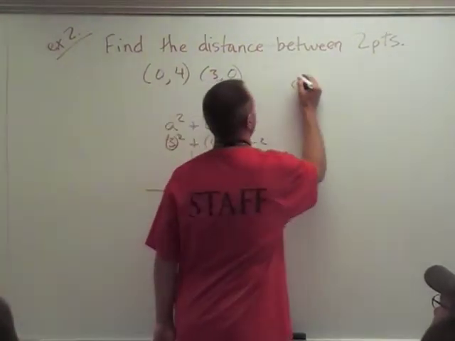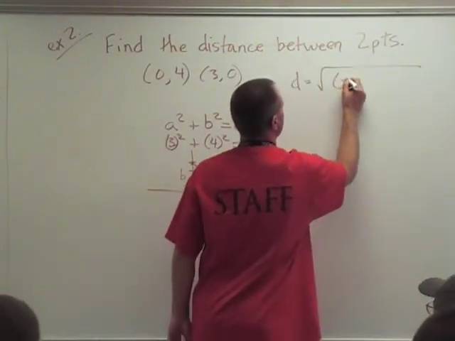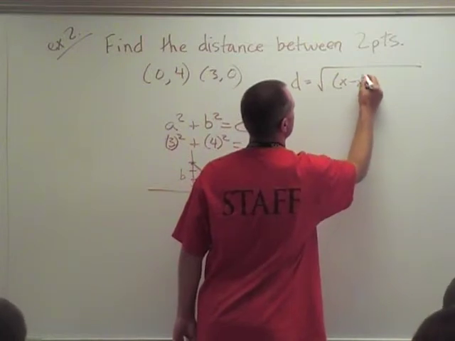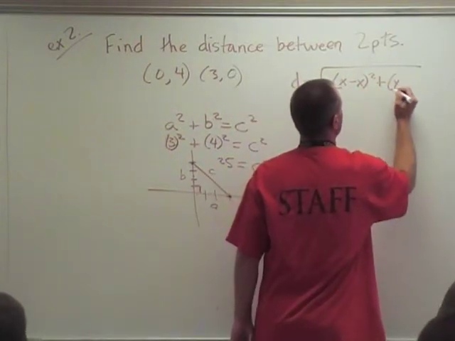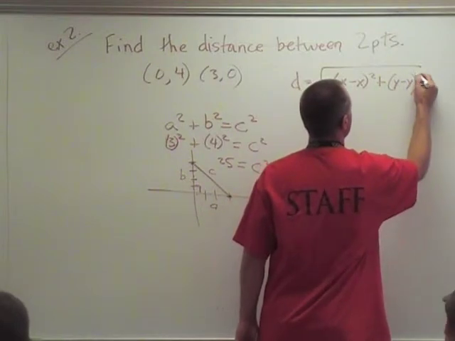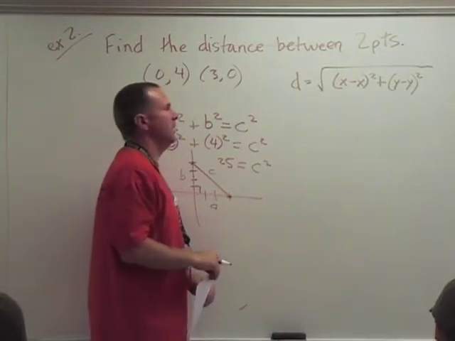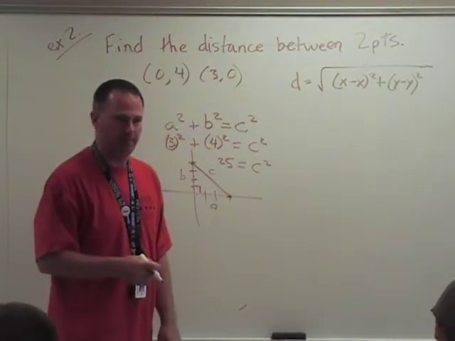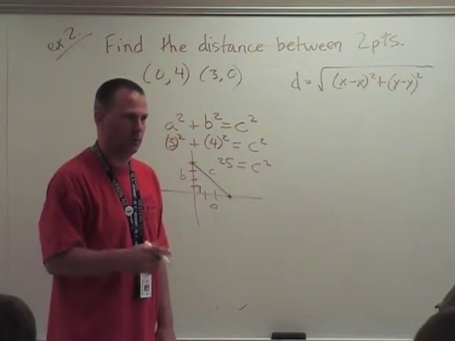Here's the distance formula. Let me explain. You take the difference in your x's and you square them. Then you add the difference between your y's and you square that. And then you got to take the square root of all that. Watch.